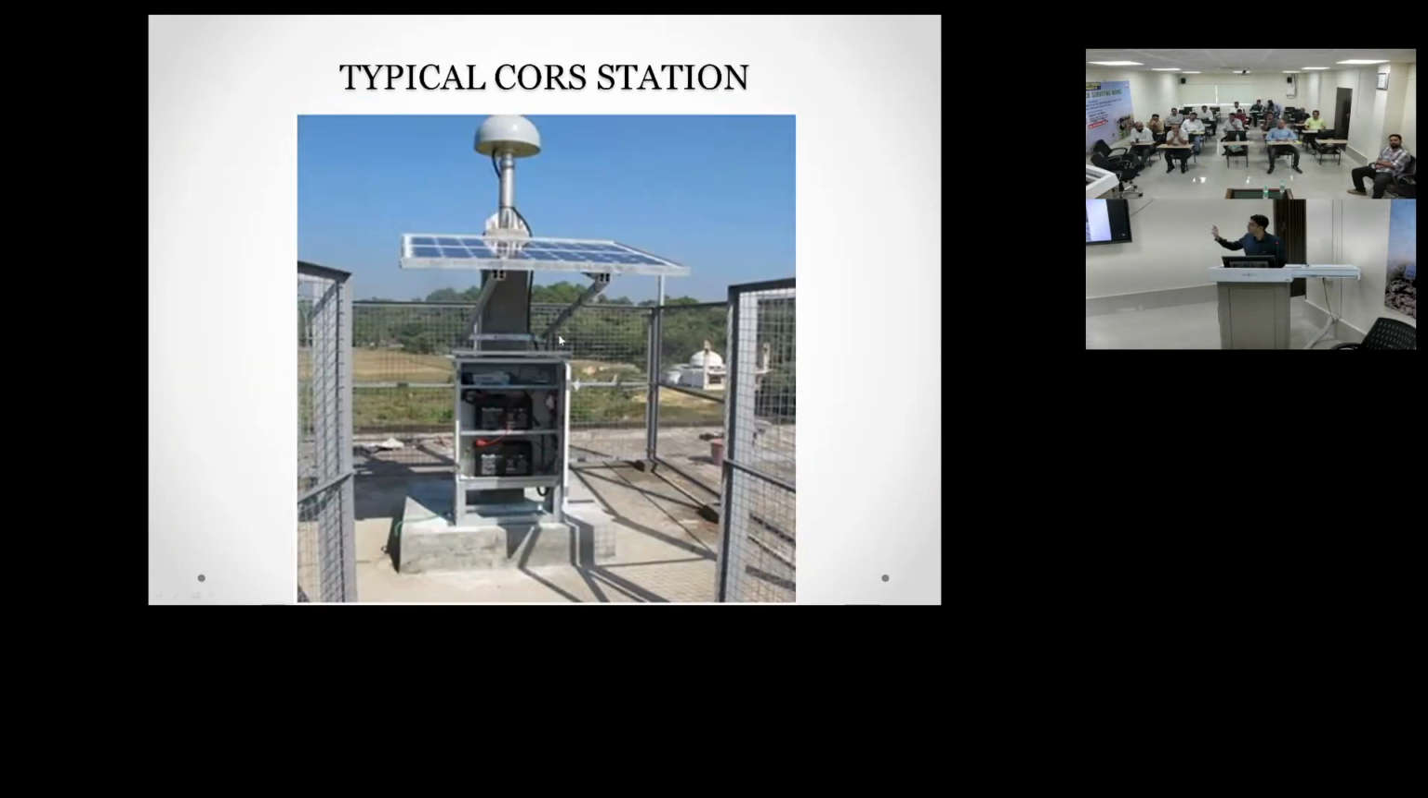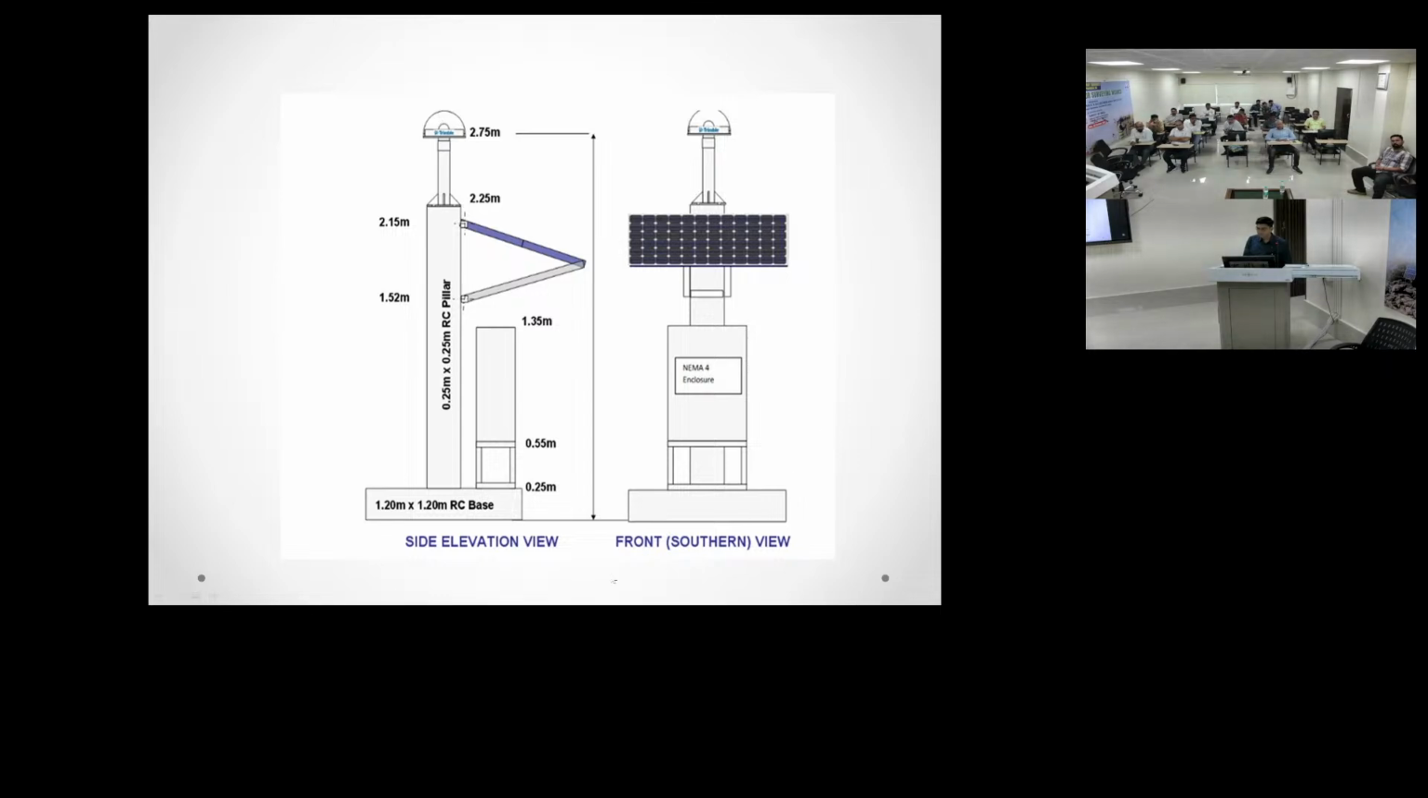So this is the infrastructure that we are using for CORS. You can see one antenna is there, a Choke Ring antenna, and a receiver. There is also an internet connection through SIM as well as broadband connection, and power supply is also given to that one, solar as well as through line connections. This is the infrastructure that has been used. This is CORS. So this is the diagram of that one.